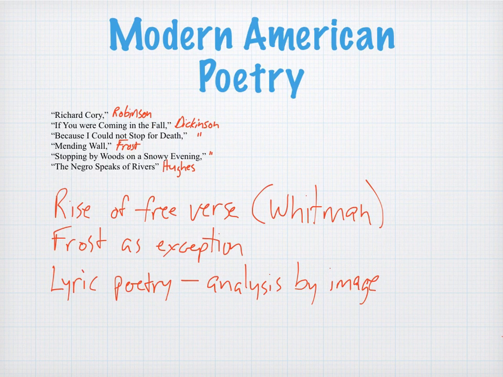Then finally, the last of the periods of short works, we'll call it modern American poetry. We read some other modern work, but we're going to focus on poetry for everything in the late 19th century into the 20th. We have Richard Cory by Edwin Arlington Robinson. We have 2 poems by Emily Dickinson, If You Were Coming in the Fall and Because I Could Not Stop for Death. We have 2 poems by Robert Frost, Mending Wall and Stopping by Woods on a Snowy Evening. And then we have a poem by Langston Hughes called The Negro Speaks of Rivers, which was part of the Harlem Renaissance.